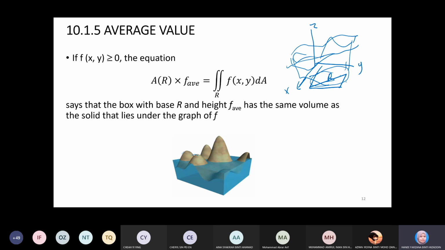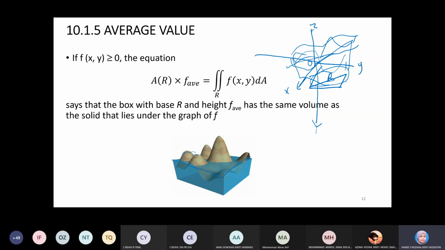Meaning here, when you have the graph of f, it may be going above and below the plane, as you can see here. It can be going to the negative values of z, because z obviously doesn't only go from 0 to positive. It also has negative values downwards, and same thing with x and y.